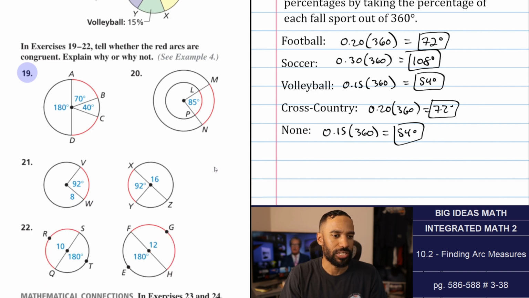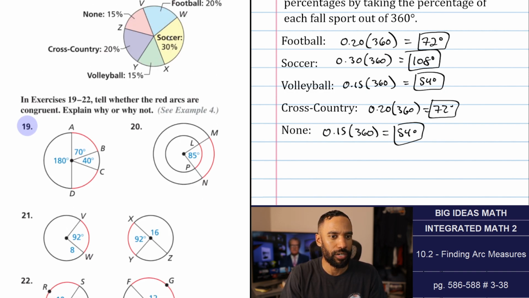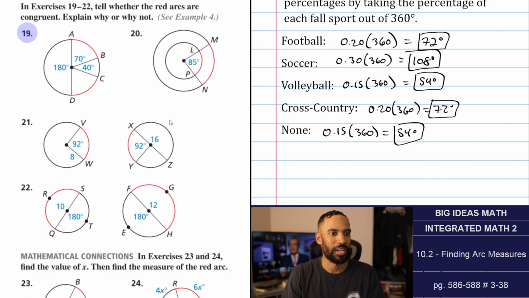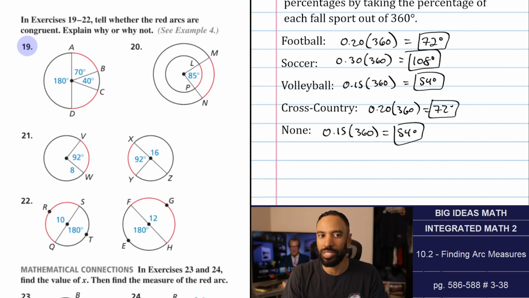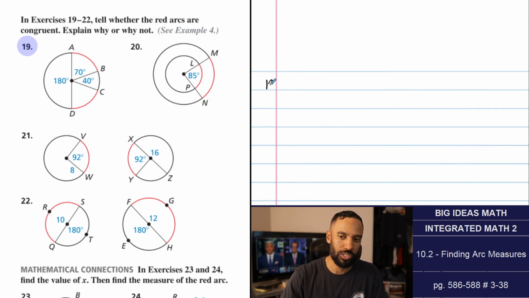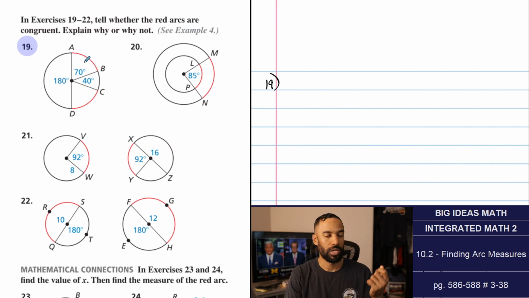Okay. In exercises 19 to 22, tell whether... Sorry, I was going to see something really fast. I wanted to know if they had any vertical angles. I guess not. In exercises 19 to 22, tell whether the red arcs are congruent. Explain why or why not. So the idea behind these ones, y'all, is if they exist in the same circle with congruent central angles, then they are congruent arcs. So that's what number 19 is all about.